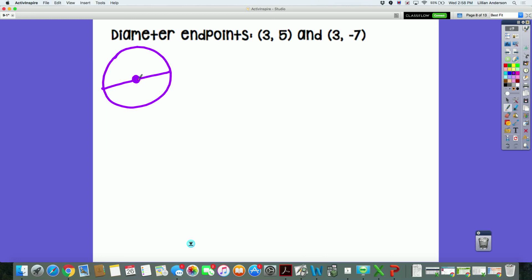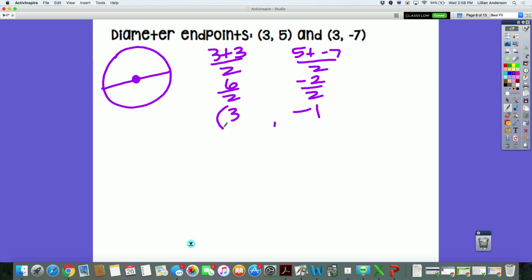I have to find the x midpoint, which should be pretty simple. It is 3, but if you're ever curious, just do 3 plus 3 divided by 2. That's 6 over 2, which is 3. And then we have 5 plus negative 7 divided by 2. What's 5 plus a negative 7? It'd be negative 1. So I have my center: 3, negative 1.